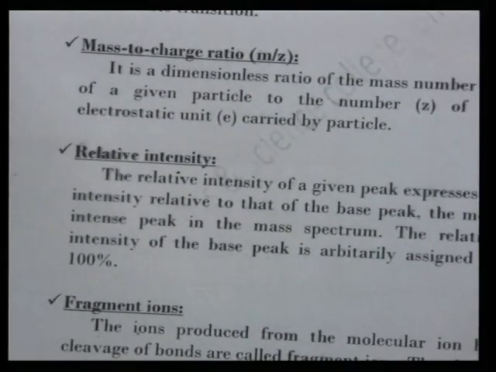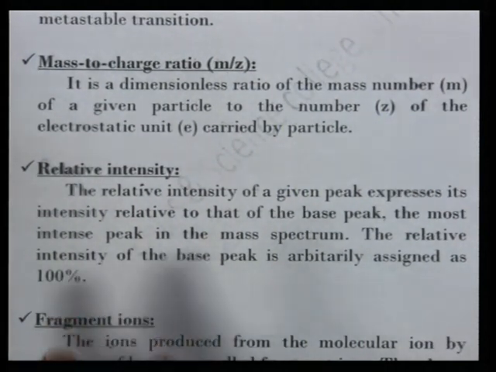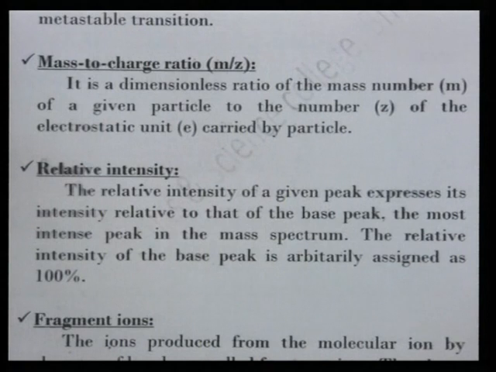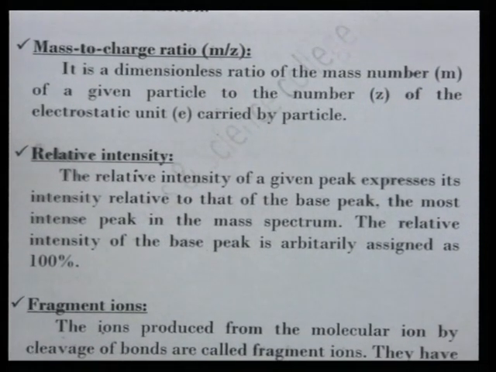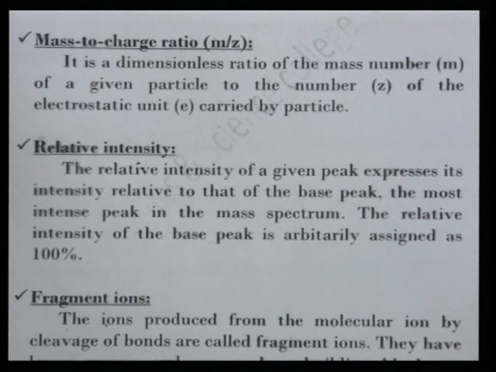Now, mass to charge ratio, which is known as m/z or m/e. It is a dimensionless ratio of the mass number m of a given particle to the number z of the electrostatic units of charge e carried by the particle. The third point is relative intensity. The relative intensity of a given peak expresses its intensity relative to that of the base peak. The most intense peak in the mass spectrum, the relative intensity of the base peak, is arbitrarily assigned as 100%.